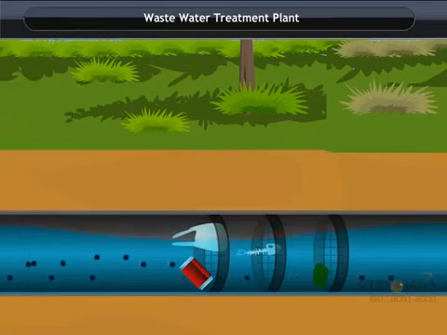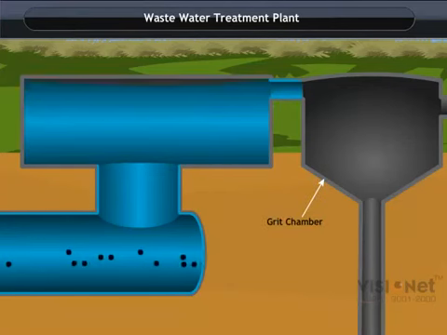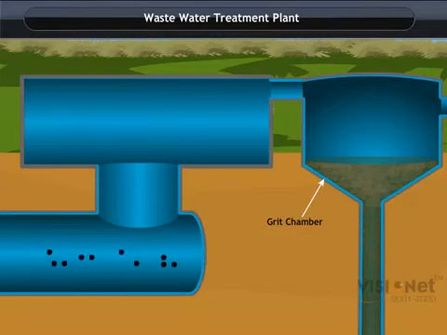Grit and sand removal. After the wastewater is treated through the bar screen, it goes into the grit and sand removal tank. In this tank, the flow of the water is slowed down to allow sand, pebbles, and grit to settle down at the bottom of the tank.